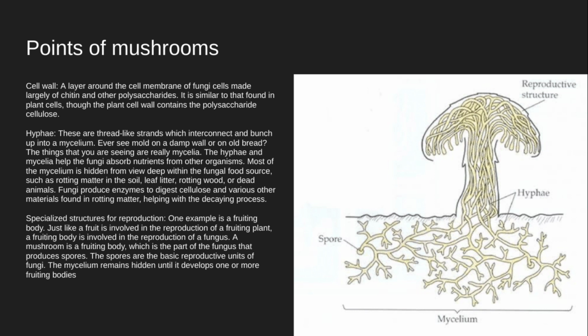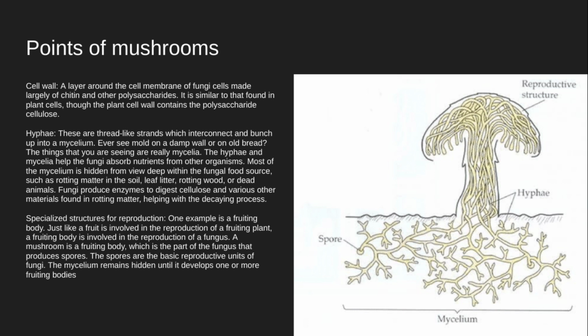Most of the mycelium is hidden from view deep within the fungal food source, such as rotting matter in the soil, leaf litter, rotting wood, or dead animals. Fungi produce enzymes to digest cellulose and various other materials found in rotting matter, helping with the decaying process.